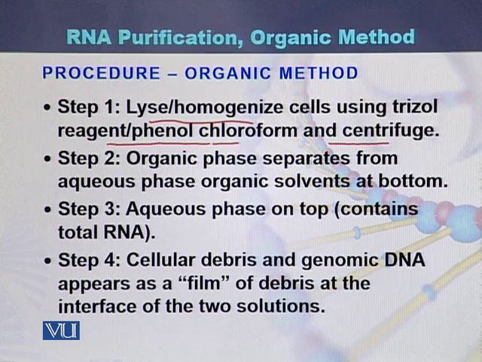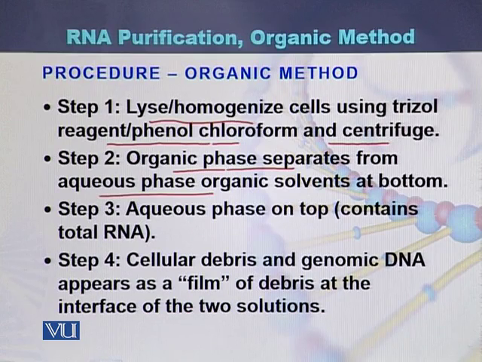During the second step, because there is phenol chloroform or TRIzol reagent, due to the presence of that reagent, the organic phase separates from the aqueous phase. So organic solvents are at the bottom, while RNA is present in the upper phase, which is aqueous. By the presence of organic compounds, there become two phases. One is the aqueous phase, which is on the upper side, and the second is the organic phase, which is at the bottom of the tube.